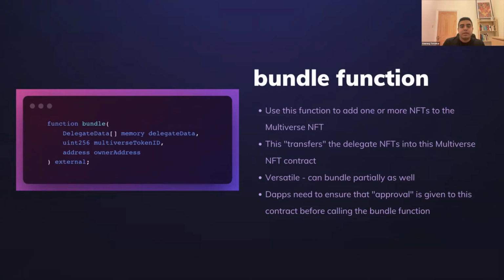And this function is quite versatile. You can actually bundle partially as well. So let's say in our example of the golden jacket, we initialize a multiverse NFT with 8 delegate NFTs. But you can call the bundle function by sending only 3 NFTs or 4 NFTs, doesn't matter. The maximum you can go is 8, but you can bundle less than that as well.